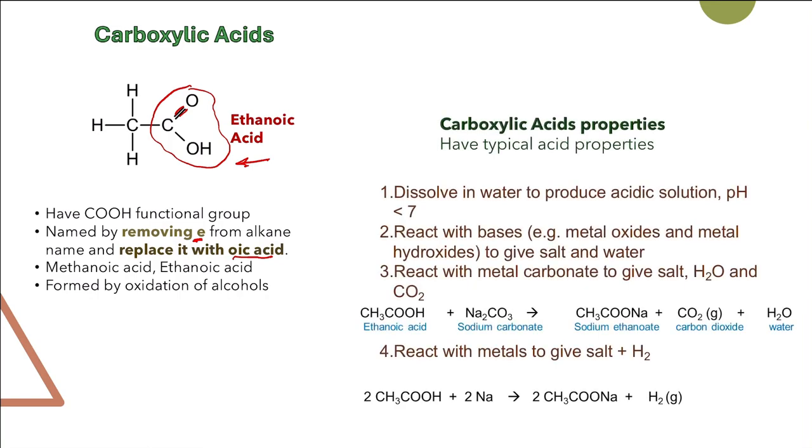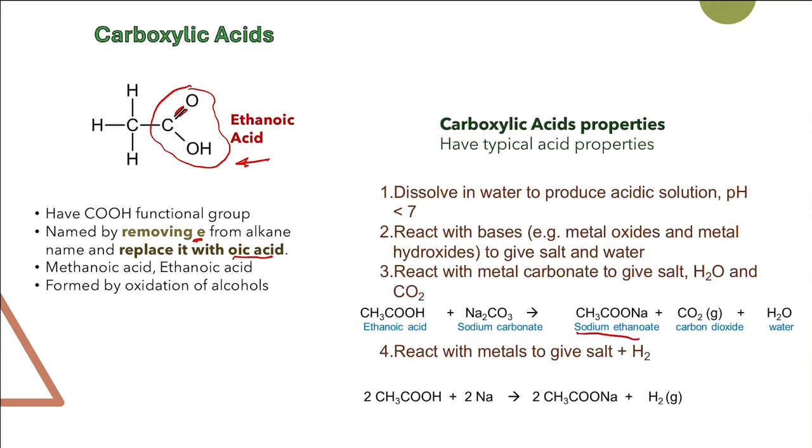Carboxylic acids are weak acids, but they are still acids and they have the typical acid properties. So they dissolve in water to produce acidic solution with pH less than 7. They react with bases like metal oxides and metal hydroxides to give salt and water. They react with metal carbonates to give salt, water, and carbon dioxide.